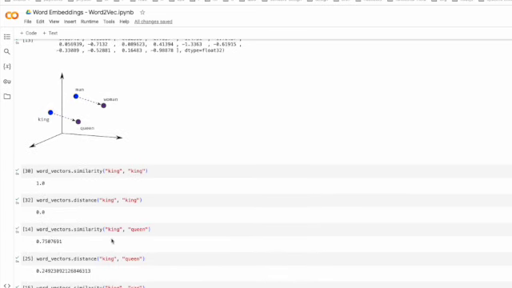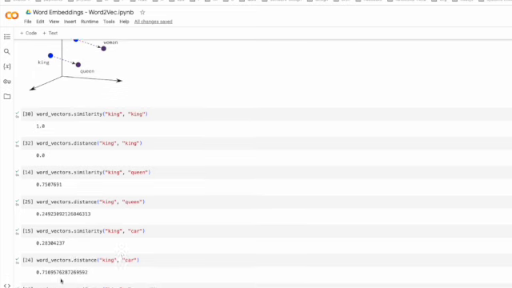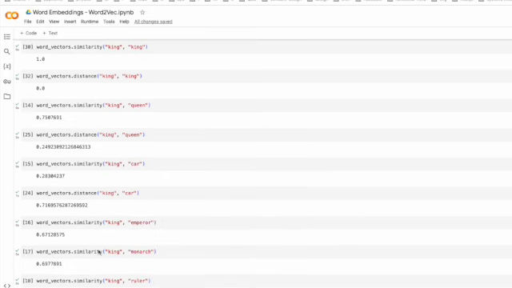Now let's take some more examples. King and queen, the similarity is 0.75. Distance is 1 minus 0.75, so that's the number. Similarly, king and car, the similarity is 0.28. So what we see is that similarity of king to queen is much higher than king and car, which makes sense. Then we try to find out similarity between king and emperor, king and monarch, king and ruler, and they're all very similar to each other.